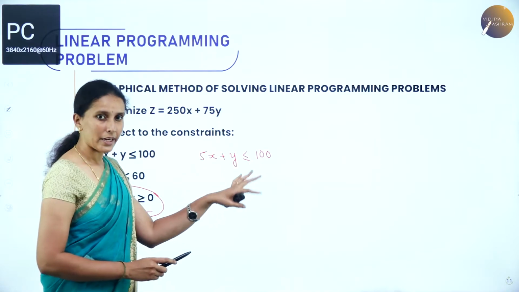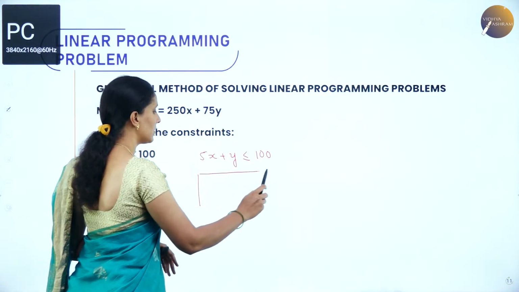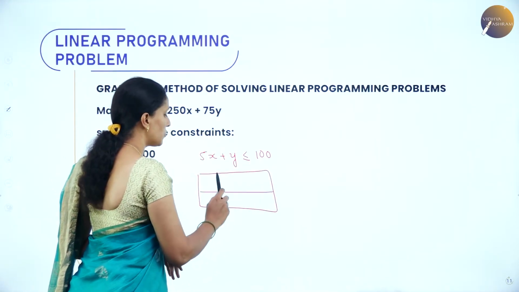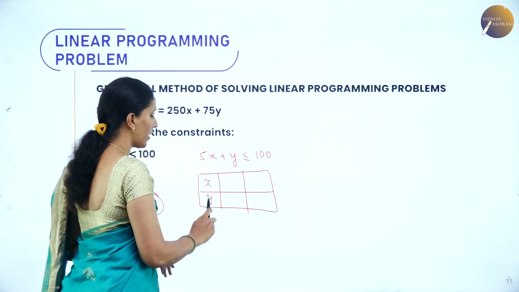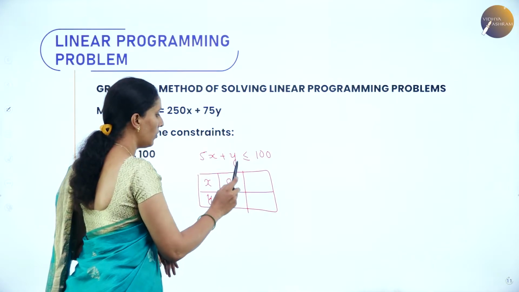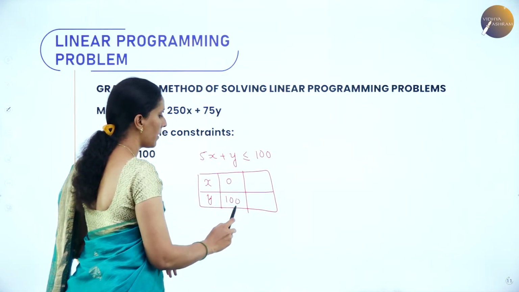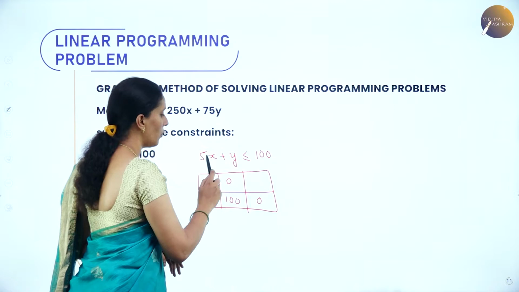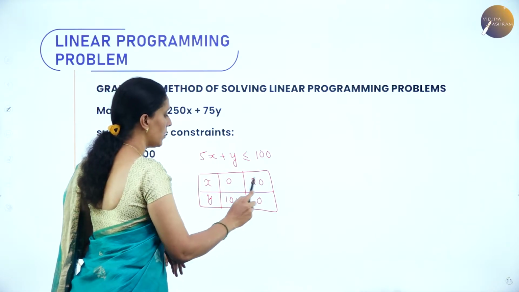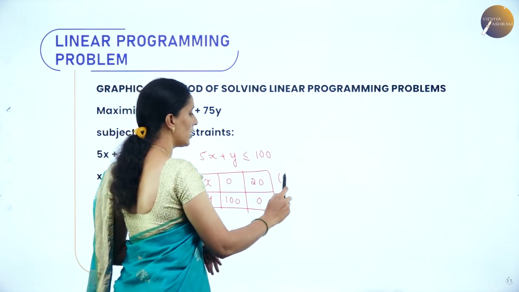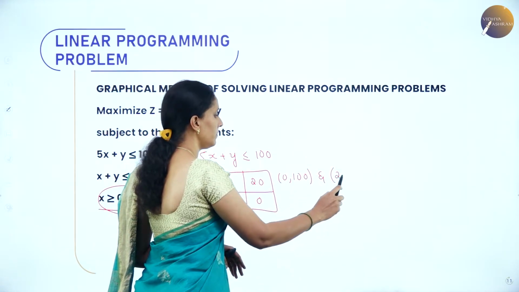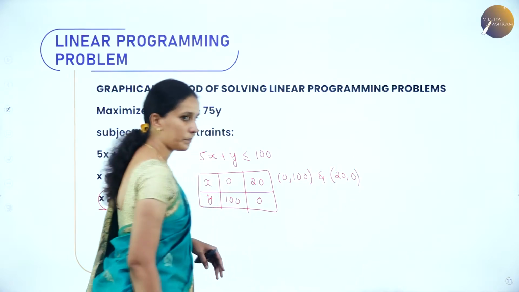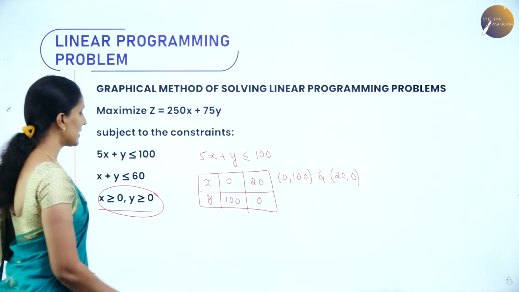So usually we take it as equal to find the points. To solve the equation here, let me take this as x and y. If you put x is equal to 0, you will get y as 100. If you put y is equal to 0, you will get x as 20. So therefore, the points for this are (0, 100) and (20, 0).